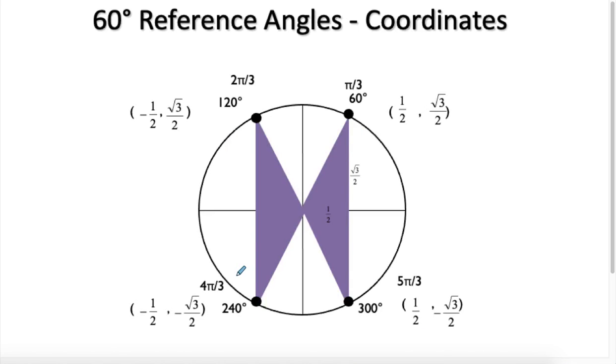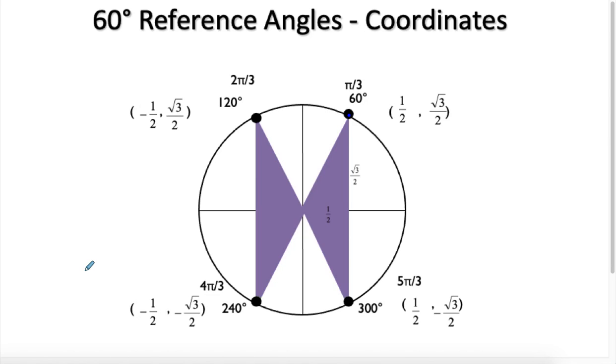Similar for our 60-degree reference angles. So we said that that point on the unit circle here was 1/2, square root of 3 over 2. If I reflect that across the y-axis, again, same numbers, I would just have a negative x value now. So negative 1/2, square root of 3 over 2. In the third quadrant, both of those are negative. And then in the fourth quadrant, x is positive, y is negative. So I know I kind of went quickly through those last two.